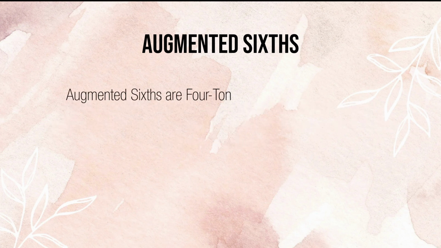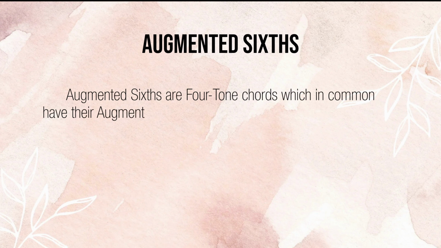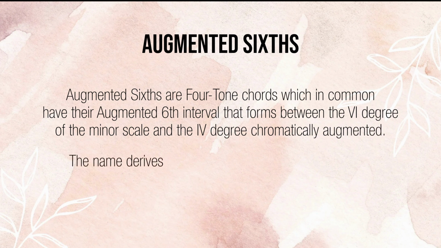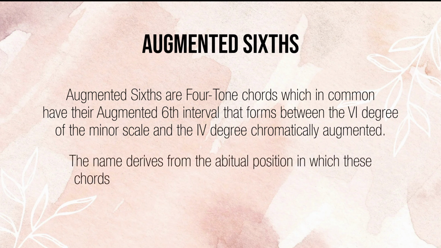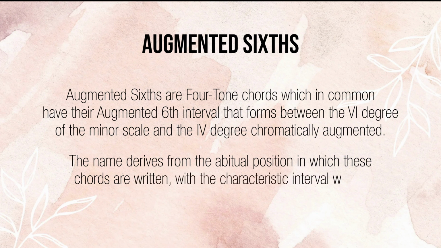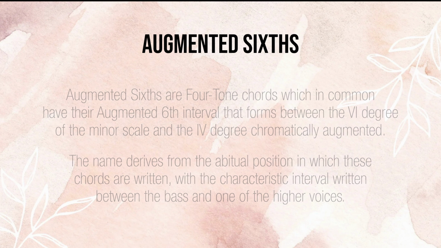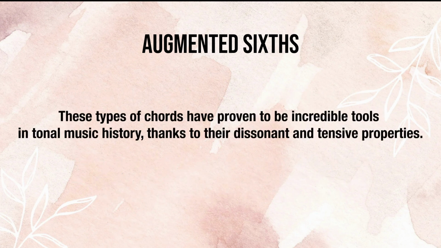Augmented sixths are four-tone chords which have in common the augmented sixth interval that forms between the 6th degree of the minor scale and the 4th degree chromatically augmented. The name derives from the habitual position in which these chords are written, with the characteristic interval written between the bass and one of the higher voices. These types of chords have proven to be incredible tools in tonal music history, thanks to their dissonant and tensive properties.